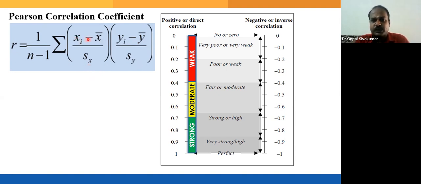X means individual x value, y means individual y value, n is the number of pairs of data. Now you substitute all the values in the formula. You will get the R value. Why is this formula required?